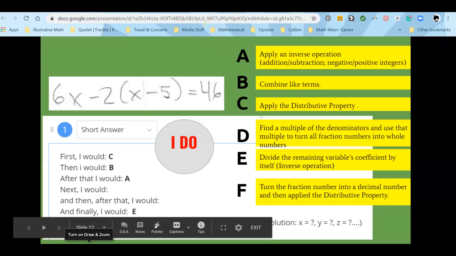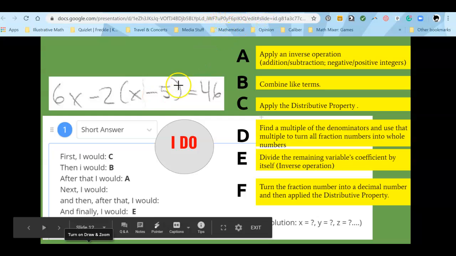Alright, so now I have my tools here. Let's go. I'm going to use red. So let's read the equation one more time. It says 6x minus 2 times the quantity of x minus 5. Once again, this is negative 5, okay, equals 46.